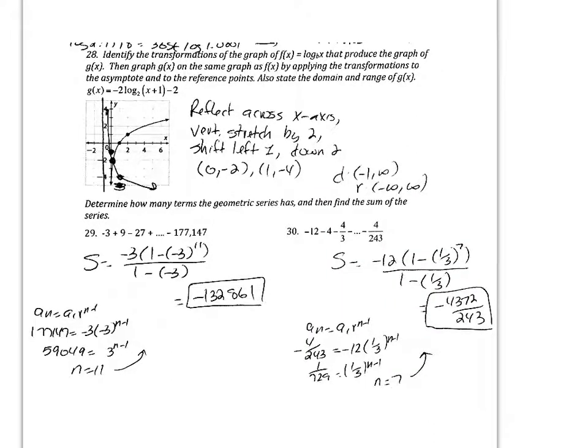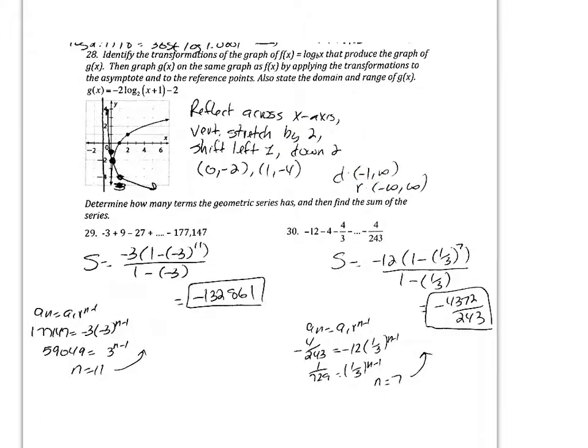28, I kind of goofed up that graph. I got points everywhere. Let me just talk you through that. First of all, it says tell the transformations. Make sure you do that and go straight through. Negative means it reflects across the x. 2, vertical stretch by 2. Left 1, down 2. Get that part right for sure.